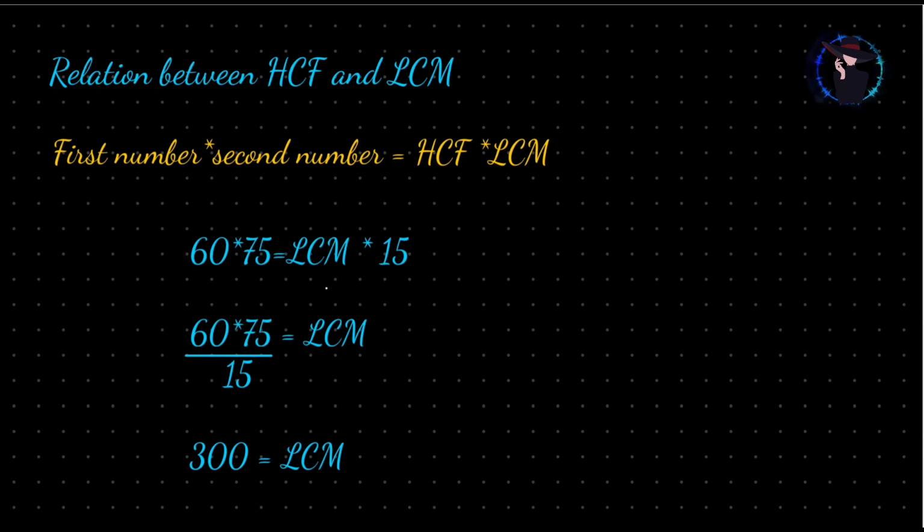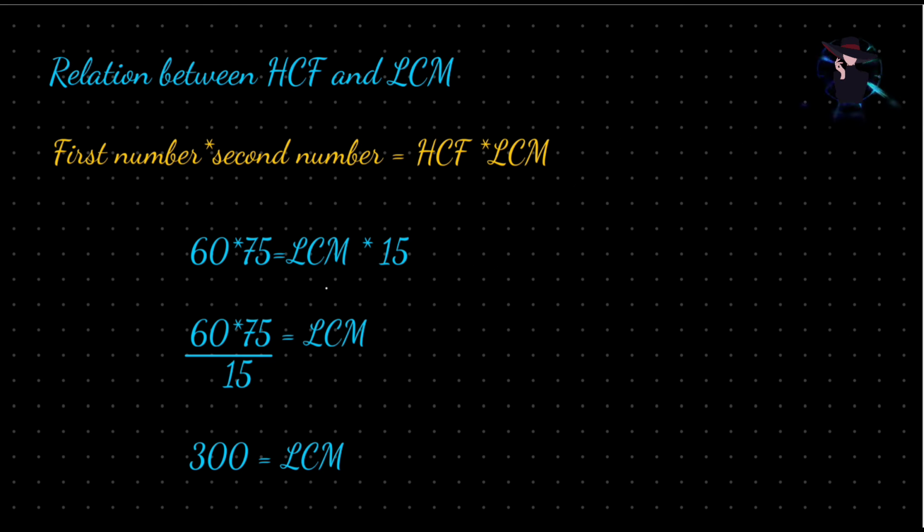So what does the relation say? The first number into the second number should equal HCF into LCM. The product of two numbers should be equal to the product of LCM and HCF. What were the numbers we took? 60 and 75 in the previous example. Let's take those numbers. 60 into 75 should equal LCM into HCF. Let's take any one. I am taking the value of HCF here. You can take the value of LCM as well, just to prove.